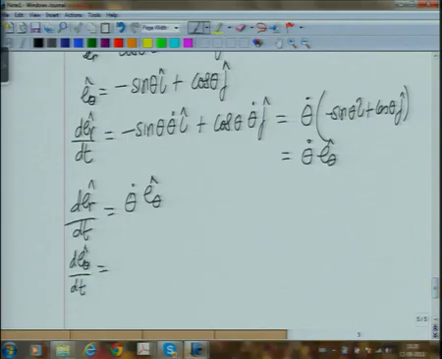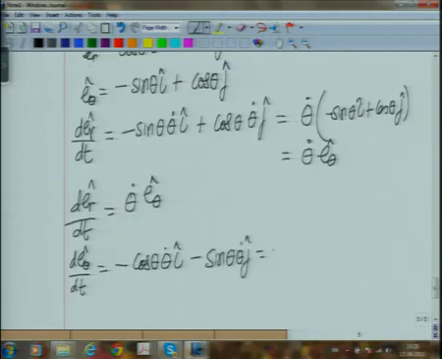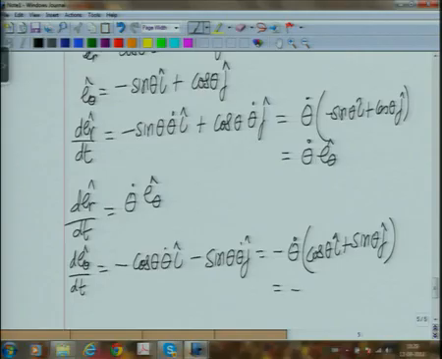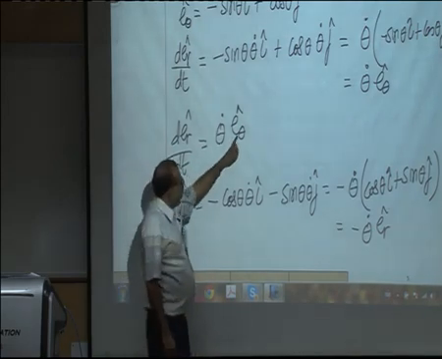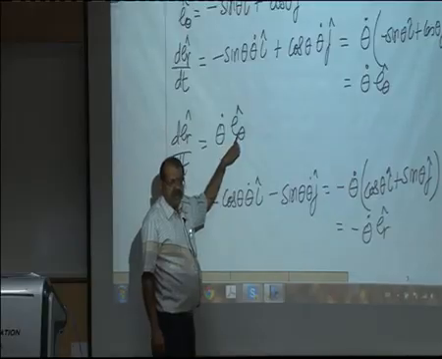What is dEθ/dt? This will be minus cos θ θ dot i minus sin θ θ dot j, which is equal to minus θ dot times (cos θ i + sin θ j). What do you find? dEr/dt is parallel to Eθ, and dEθ/dt is parallel to Er.